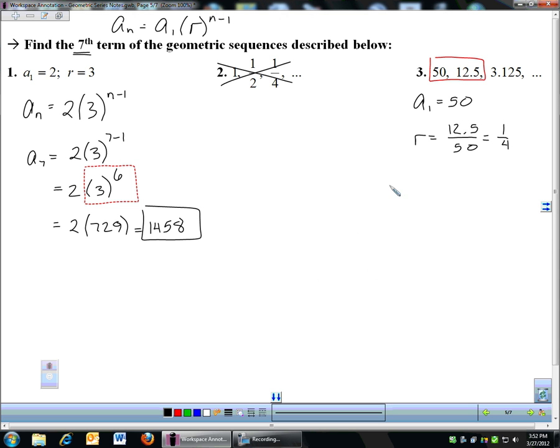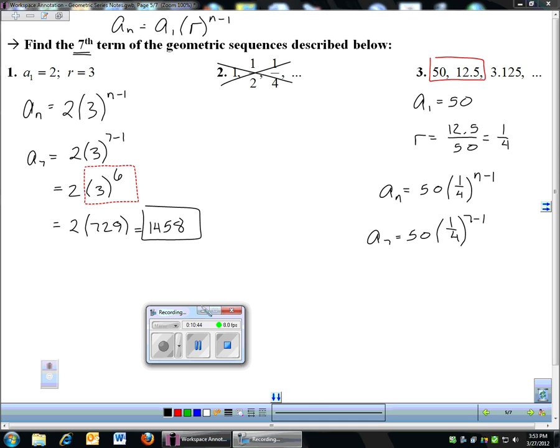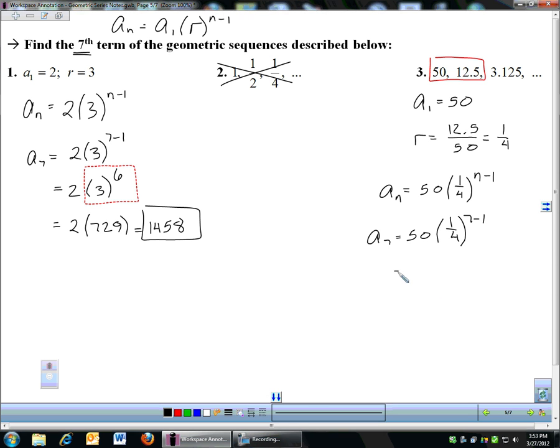So there's my ratio. And if I want the seventh term, I'm sorry, I'm getting my general term. a sub n is my first term, which is 50, times the ratio to the n minus 1 power. So there's my general formula. And now I'll get my seventh term by plugging in 7. So a sub 7 is 50 times 1/4 to the 7 minus 1. And I'll just plug that into the calculator.